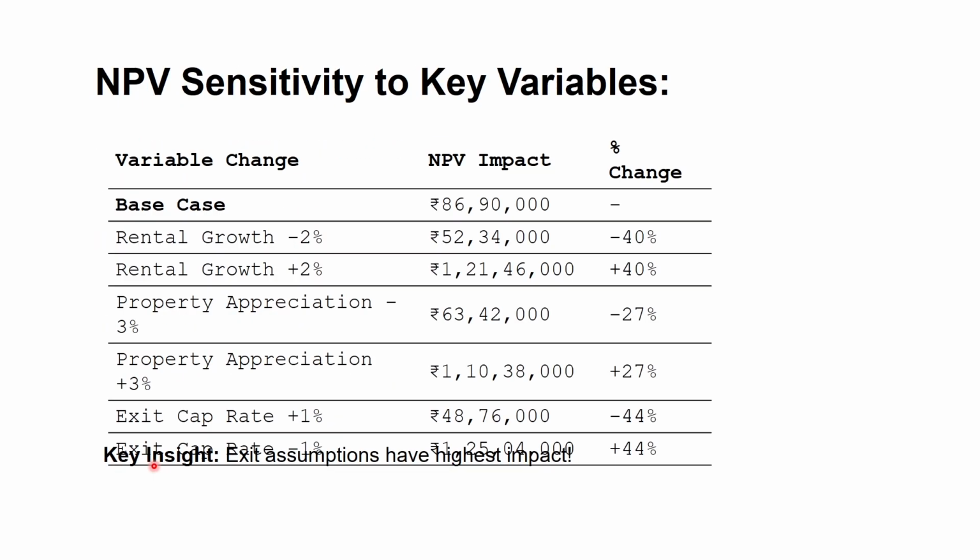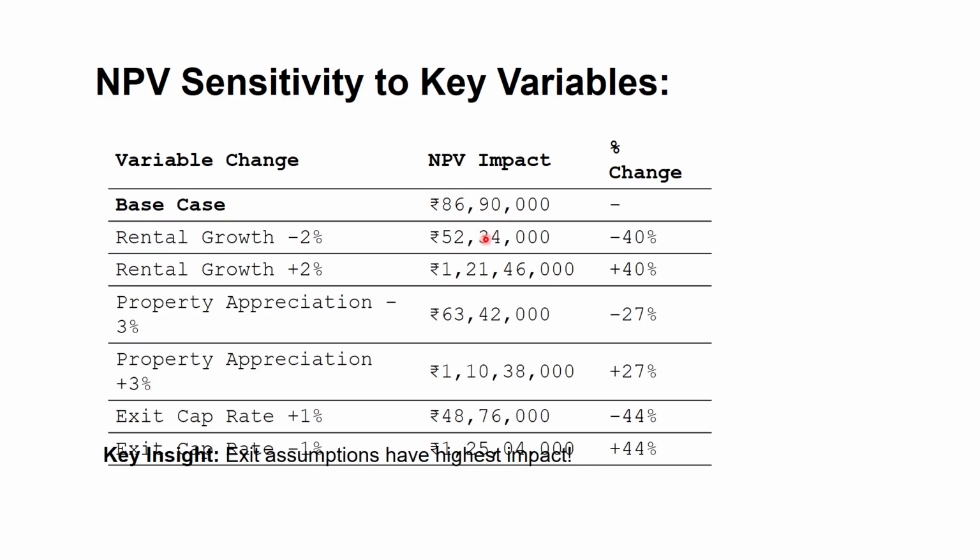Okay. So, here we can see this sensitivity table quantifies how changes in key assumptions affect investment value. This analysis is crucial because real estate projection involves uncertainty. Our base case NPV of 86.9 lakhs assumes specific growth rates and exit conditions. But what if these assumptions prove wrong, right? So, sensitivity analysis answers this question systematically.